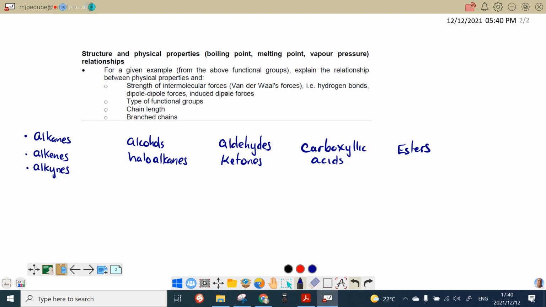and the strength of intermolecular forces, that is your van der Waals forces, that would include your hydrogen bonds, dipole forces, induced dipole forces, etc. If you have forgotten what these are, it is important that you go back and revise the information from your grade 11 notes, right? But from there, if you remember well, you should be able to explain based on the strength of the intermolecular forces that are there.